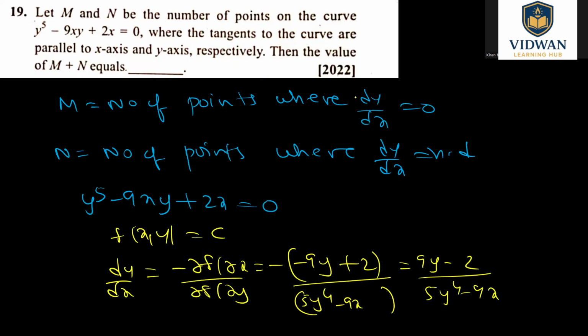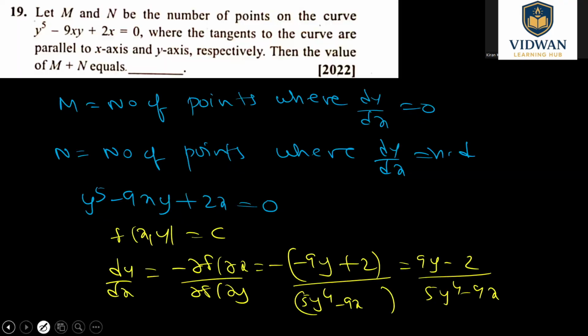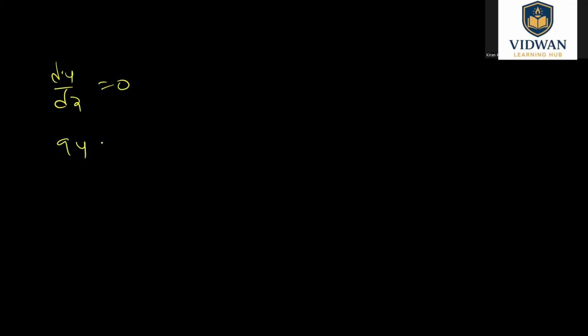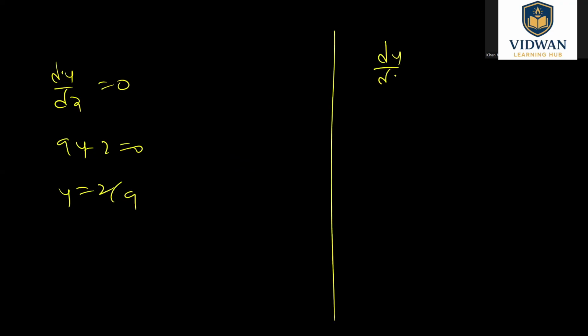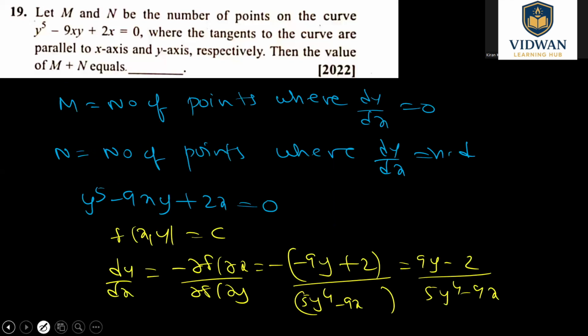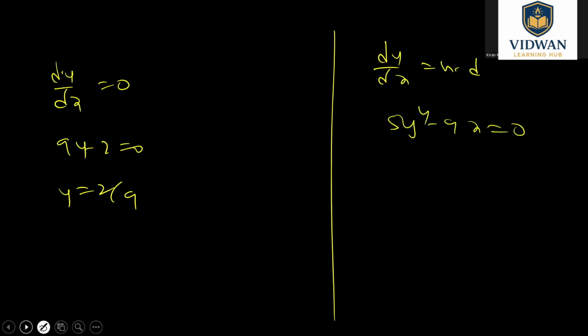So dy by dx is 0 when the numerator is 0, and dy by dx is not defined when the denominator is 0. First case, dy by dx equal to 0: the numerator must be 0, that is 9y minus 2 is 0, so y is 2 by 9. The second case, dy by dx is not defined: the denominator must be 0, that is 5y power 4 minus 9x is 0. Once you get this, how do we decide at how many points this can happen? This is a point on the curve itself. So let us write the curve: y power 5 minus 9xy plus 2x equal to 0.